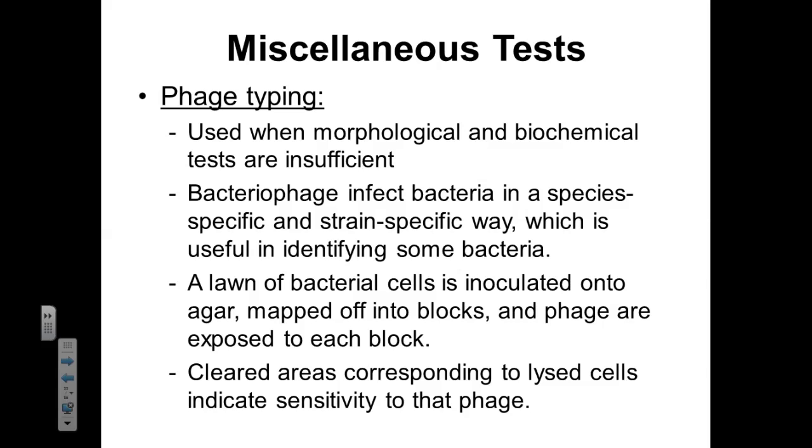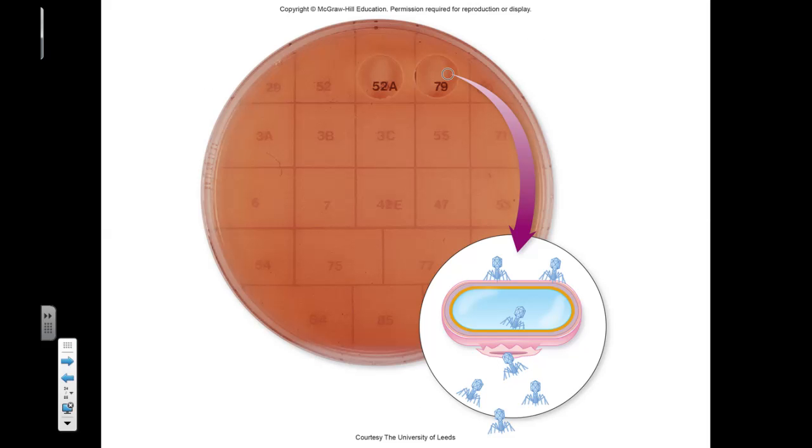Our bacteriophages are very specific. They will only infect a specific strain of a specific species of bacteria. And if we see the carpet of bacterium cleared in that section of the plate, then we know that that bacteriophage was able to grow and reproduce, and it was capable of infecting the bacterium.